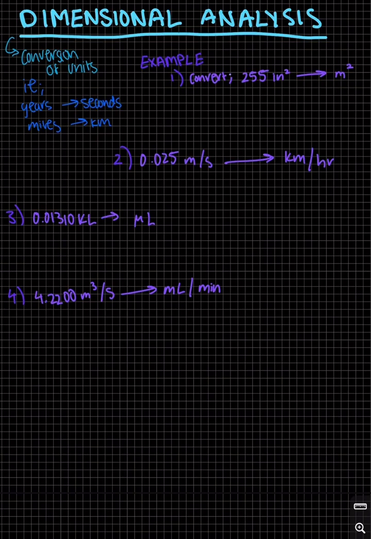But so today we are talking about dimensional analysis. This is a chemistry topic and it's quite a lot of math. So let's jump straight into it.